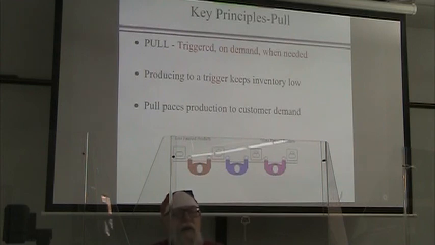All right, so our next principle, our fourth principle, is that of pull. Pull means that we only produce to the demand that we see. So we have a trigger so that we're on demand when it's needed. When we produce to a trigger, that keeps our inventory low. And pull helps us pace our production to customer demand.